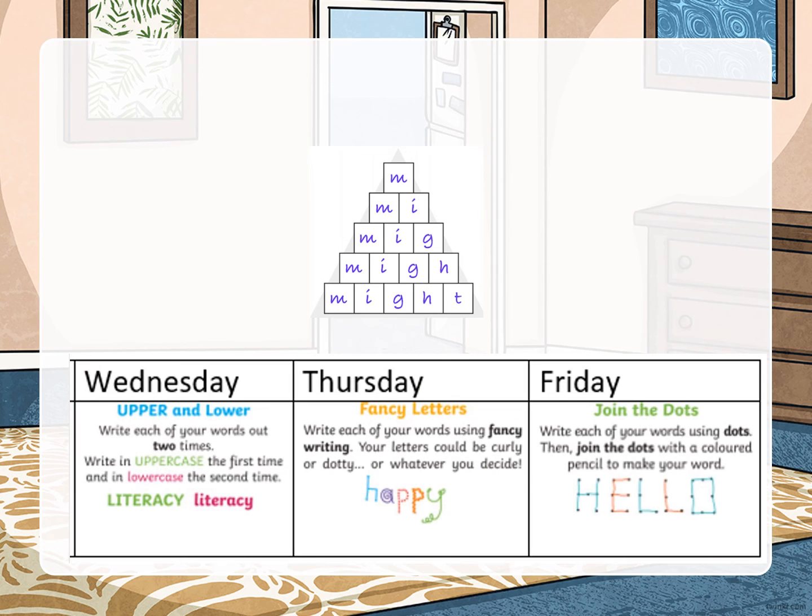So these will be your tasks for the remainder of the week, and this will be using the words that you've just completed on today's tasks. So you can do some pyramid writing or diamond writing if you're feeling confident using the words that we've just looked at. Then on Wednesday we're going to look at upper and lower case, Thursday fancy letters, and Friday join the dots.